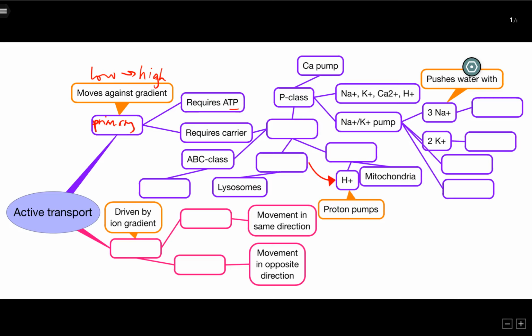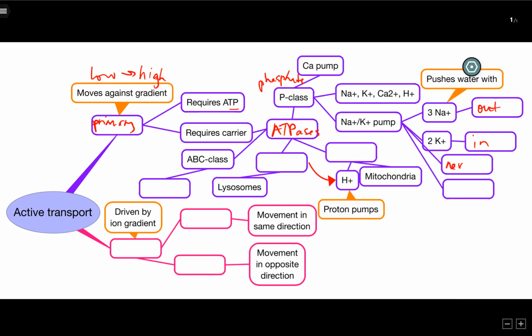We have a P class, which requires phosphates, and that's why it's called P class. Like our calcium pump, our sodium potassium ATPase pumps are P class pumps, but they transport a bunch of different electrolytes: sodium, potassium, calcium, hydrogen pumps as well. With our sodium potassium pump, which we said are your ATPases, it's one example of those. With our sodium potassium ATPase pump, we have 3 sodiums that are being driven out of the cell, and it's going to be replaced with 2 potassiums that are coming into the cell.